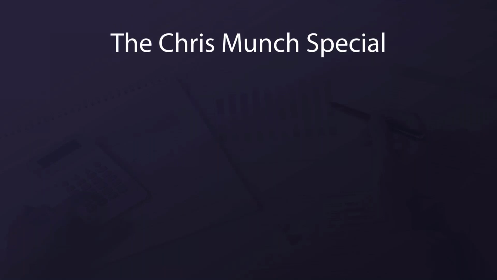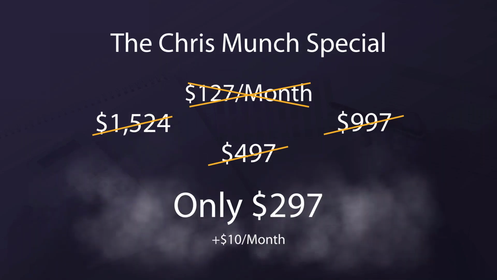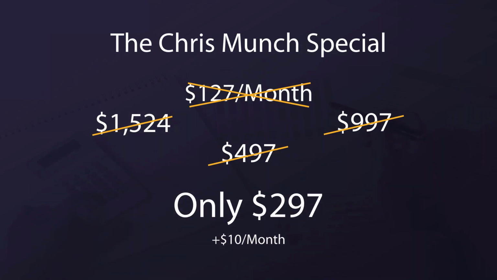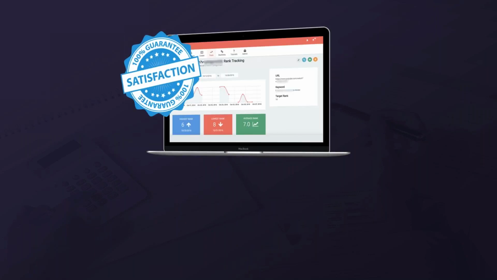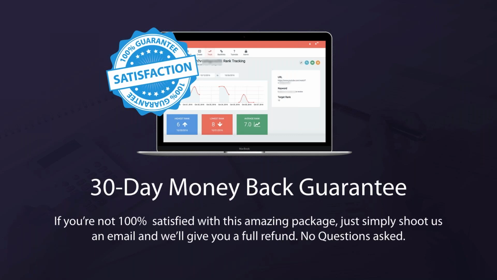So the Christmas special that we've put together, not $127 a month, not $997, not even $1,500, not even $497, but for $297, you get access to all 3 apps. And also just a small $10 per month fee. That just helps us to keep the apps updated. And as you can see, our customers love it. That just helps to keep things running and always up to date, always on top of it. So $297, you get access to all 3 apps. Also, you get 100% money back guarantee. If for some reason you're not satisfied with our apps, which I highly doubt you will be, you can shoot us an email. We'll give you a full refund, no questions asked.